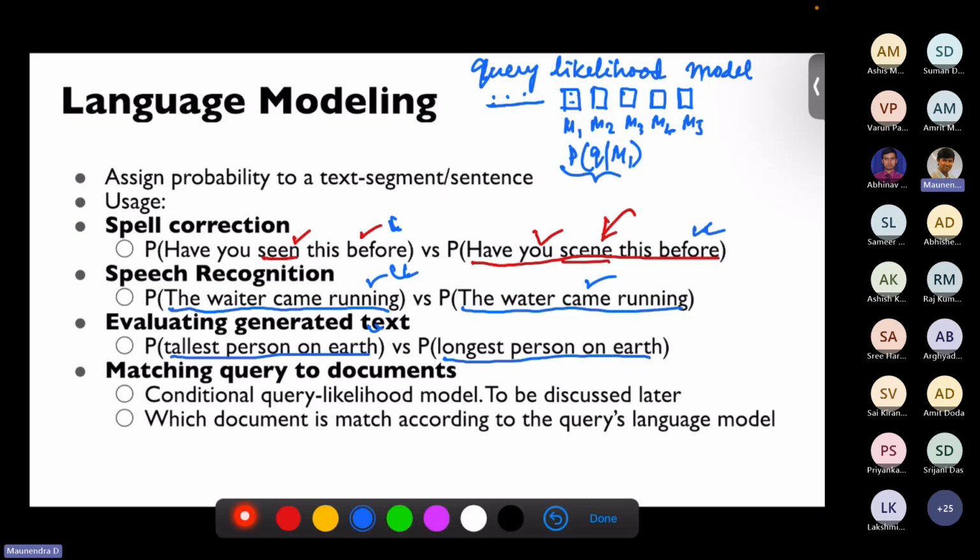So there are many different scenarios, many different applications where language modeling can be used. And what is language modeling? Language modeling assigns a probability to the text segment or the sentence.